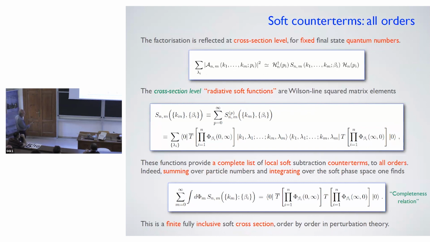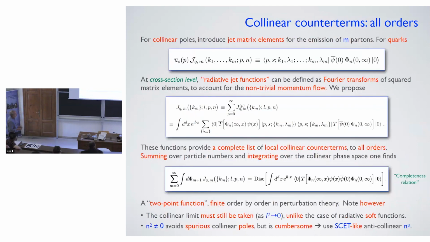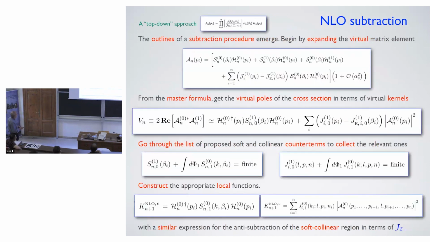So it means that these are correct soft counter terms, because when you combine them with the virtual at the order you want, then you get a finite result. And we call this thing, for historical reasons, a completeness relation, in the sense that I'm just putting a complete set of states in the middle. So this is the way we construct counter terms, and because of lack of time, I won't run you through the collinear, which is the same basic idea.